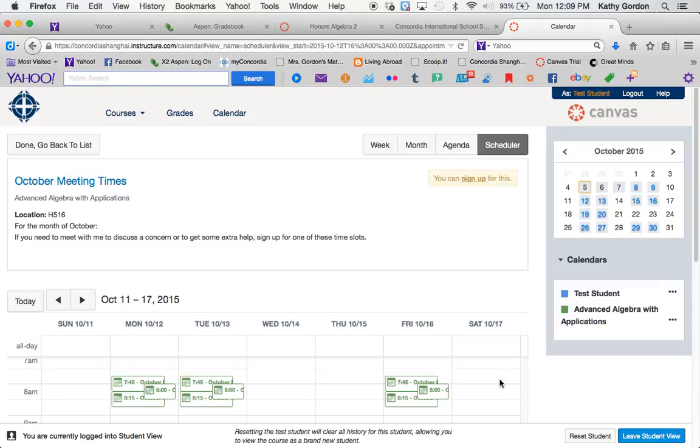As soon as you click reserve on this, I get an email that tells me you've signed up for this time as an appointment time, so I'll know you're coming in and I can plan accordingly. Okay, so you don't necessarily have to come and tell me, you don't have to email me, just do it through this. I'll know you're coming in, and then you can come in and ask questions or look at tests or whatever you need to do.